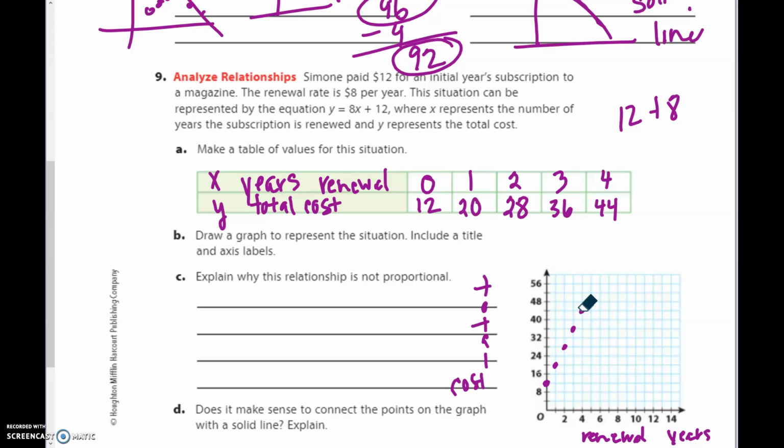Now, does it make sense to connect it? And like I explained earlier, we're never going to pick a half a year or 1.5 years or 2 1/6 years. So this one makes sense for us to leave it unconnected. So we're going to have unconnected dots. We do not want to connect them.